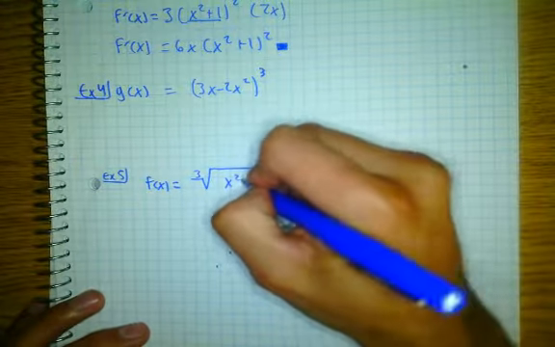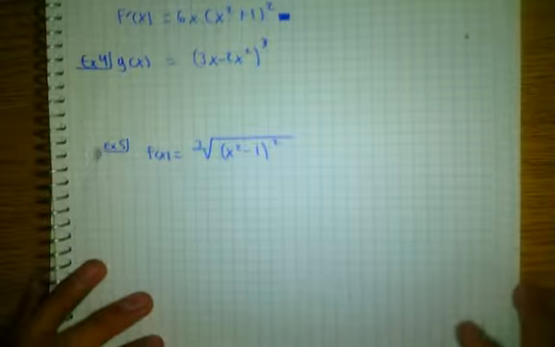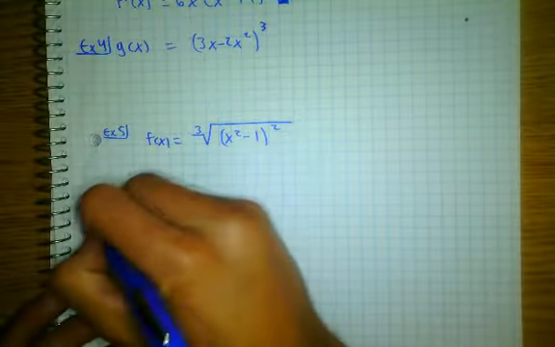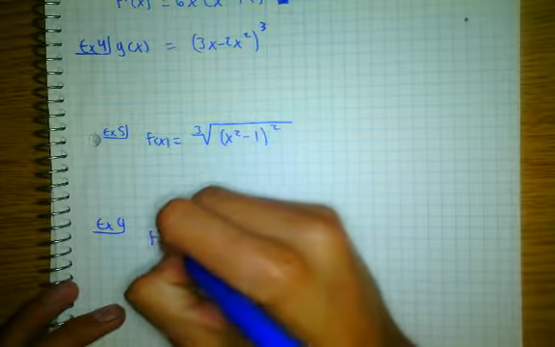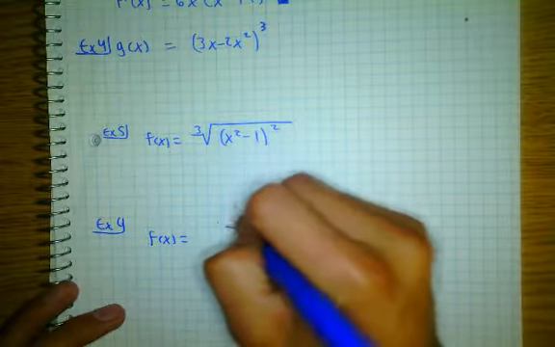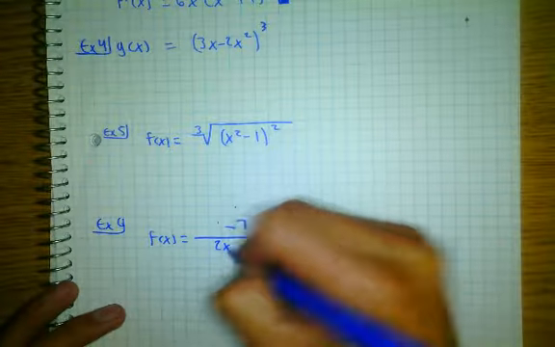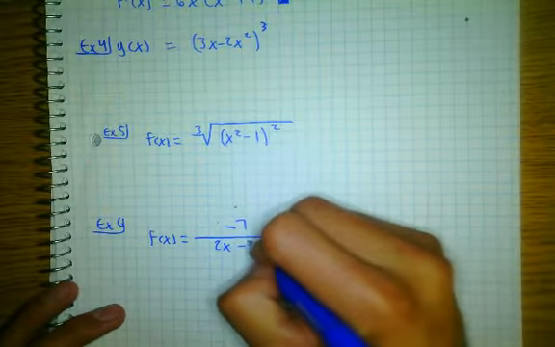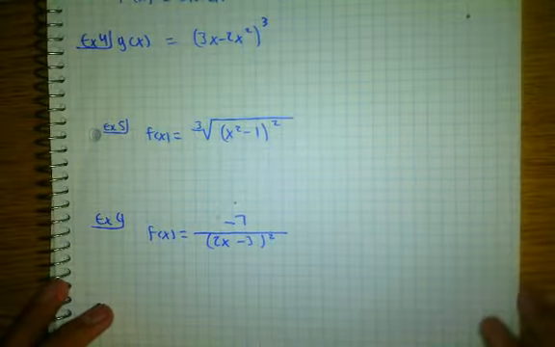So I'm going to give you 3. And last one, example number 6. Let's say that I tell you that f of x is equal to negative 7 divided by (2x minus 3) squared. Okay, so that's the 3 examples that you have. So if you're watching the video, go ahead and pause it and hit play when you're ready to check the answers.